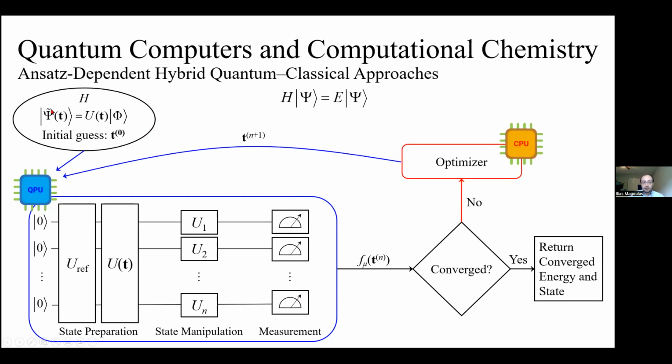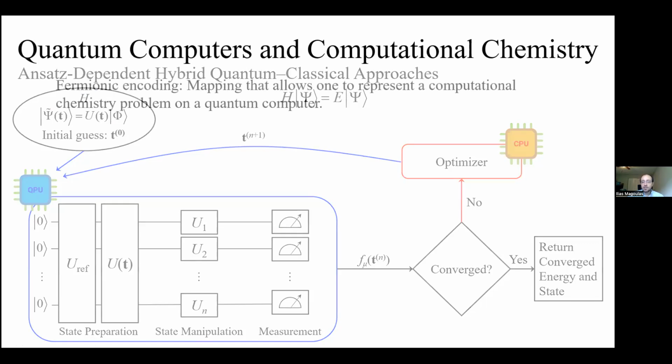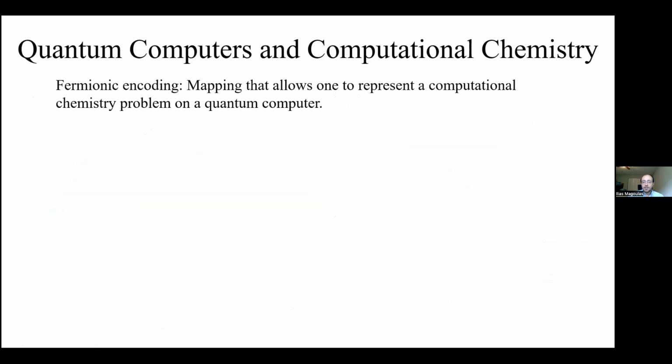However, before we're able to plug this information into our quantum device, we have to translate it into a language that the quantum computer can understand. And this is done by what is known as fermionic encoding, which is a mapping that allows one to represent a computational chemistry problem on a quantum computer. I will use the minimum basis description of H2 as an example. And in this case, we have just 2 spatial orbitals, one sigma g and one sigma u. And this is how our reference Hartree-Fock state will look.